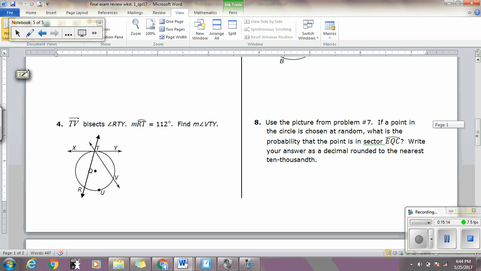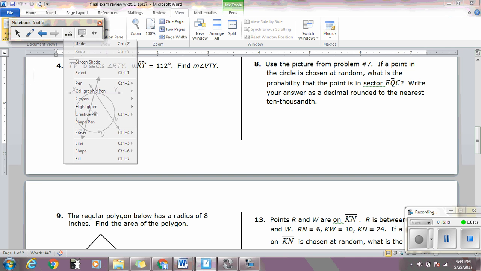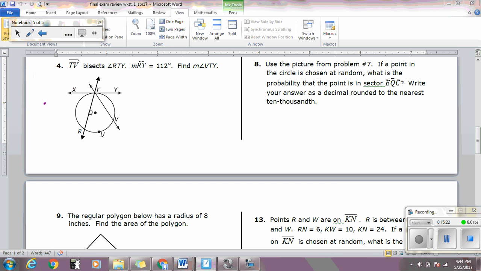Number 4 requires a lot of thought processes, so please bear with me. The first thing it tells us is that TV bisects angle RTY. Bisect means cuts into equal parts. So that means that RTV, this angle here, is going to be congruent with YTV. Then it also mentions that arc RT, this arc here, is 112. It wants us to find the measure of VTY.